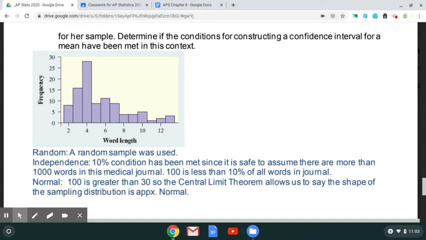Now, if our sample size had been less than 30 and we saw a graph like this, we would not be able to do a confidence interval. We would have to increase our sample size, go back to the drawing board or something.